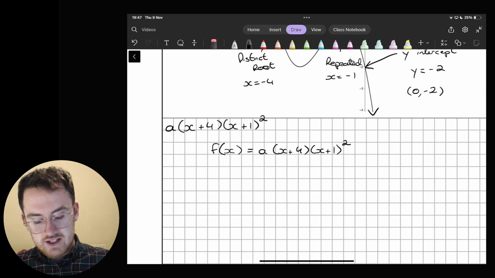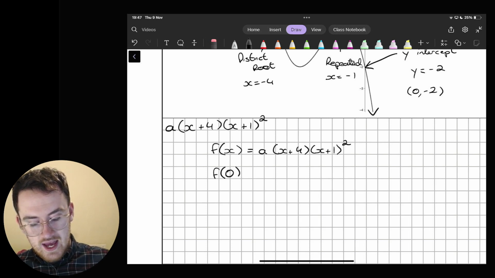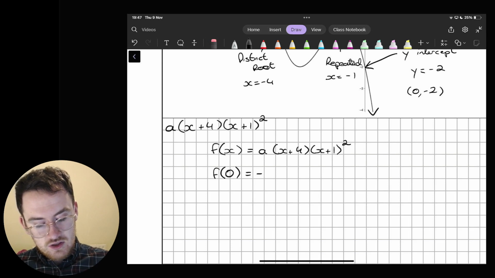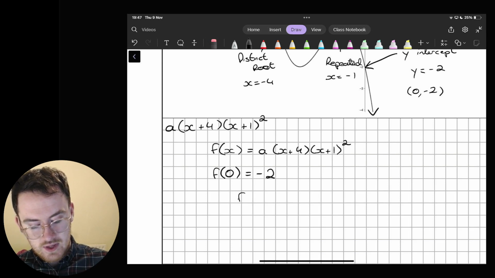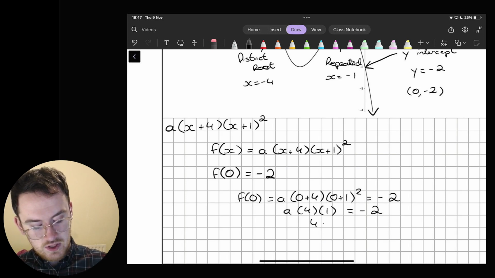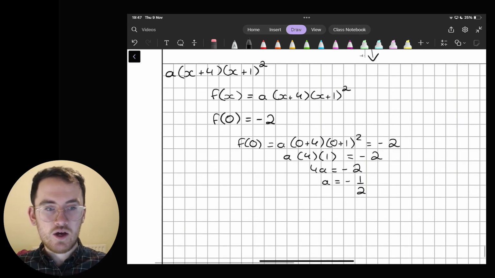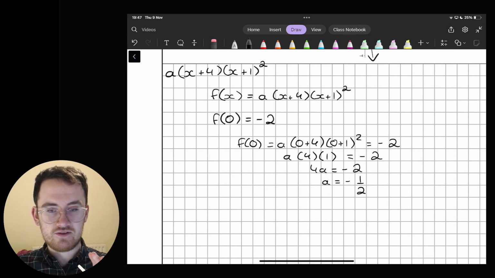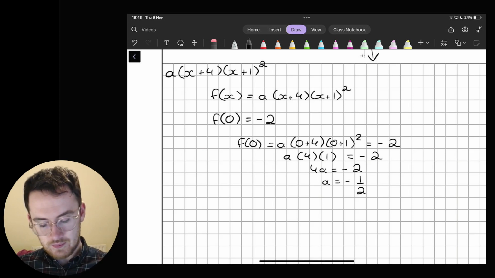So in this case, let's just use one of the points that we have. We know f of 0 is minus 2. So f of 0 is a times 0 plus 4 times 0 plus 1 squared, and it's equal to minus 2. So a times 4 times 1 equals minus 2. 4a equals minus 2, so a is minus a half. And as expected, we have a value for a, and it's a negative value. So it's actually making my function nearly flip from a standard cubic to a decreasing cubic.